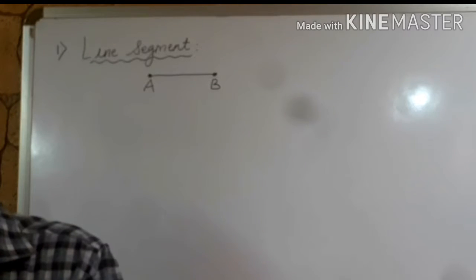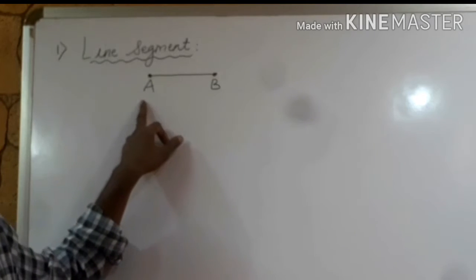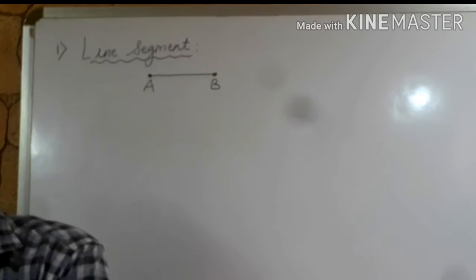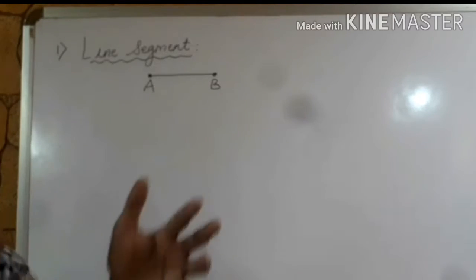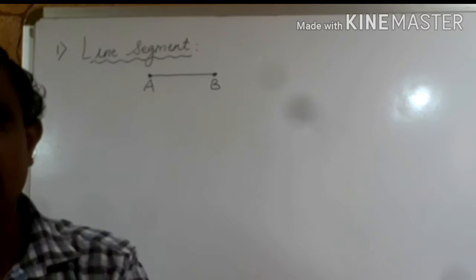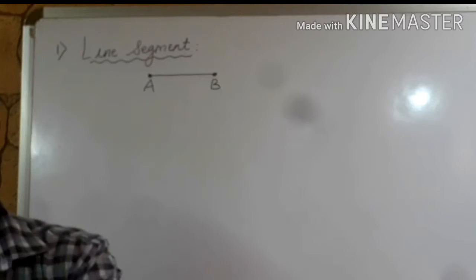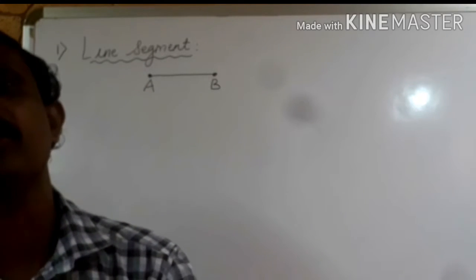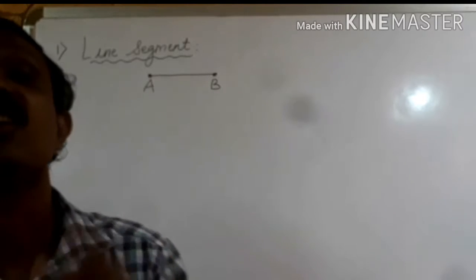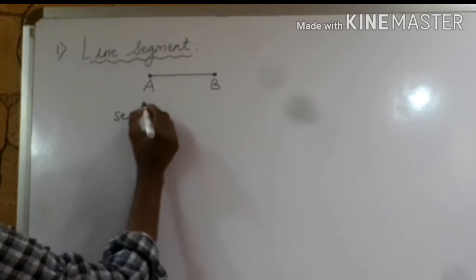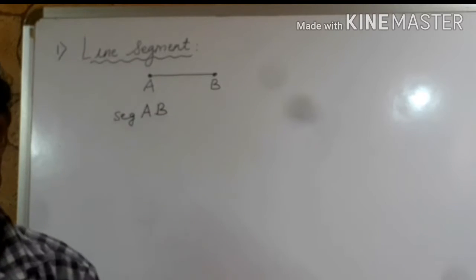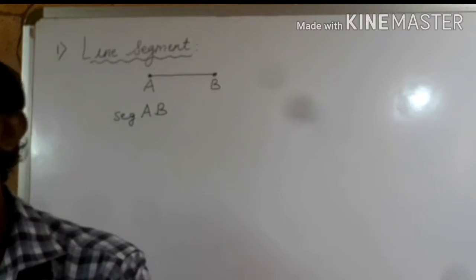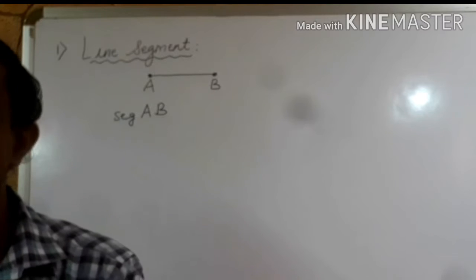The union set of point A, point B and the points between A and B is called segment AB. This segment AB is written as segment AB. Point A and point B are called the end points of segment AB.